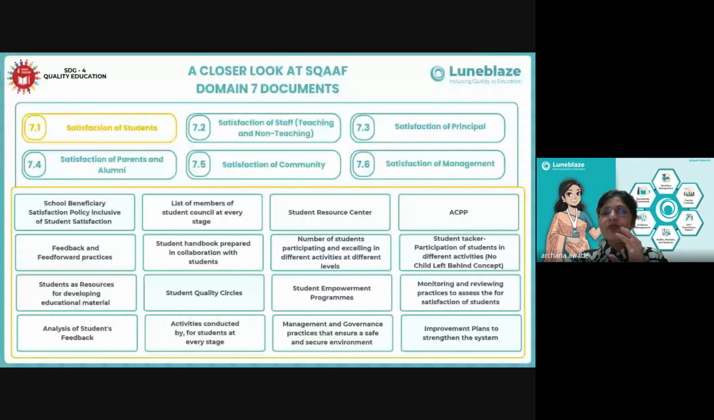So here we have just discussed the 16 documents which are to be maintained under the subdomain of beneficiary satisfaction. The subdomain was satisfaction of the student. And for the other subdomains, you will get to see in your SQAAF handbook also. Let's move on to the next slide.